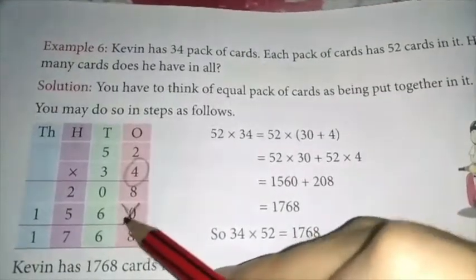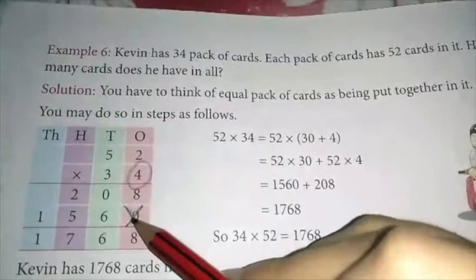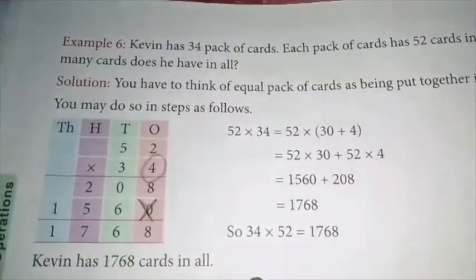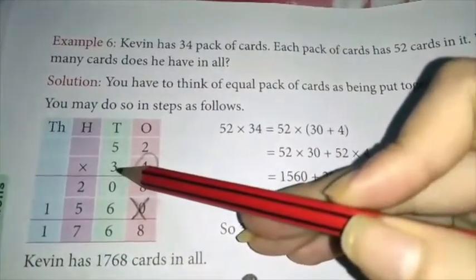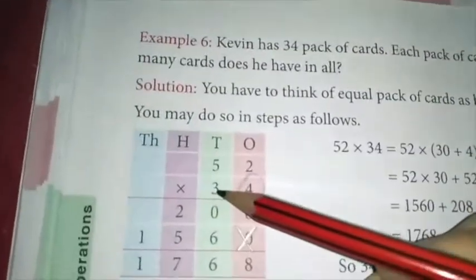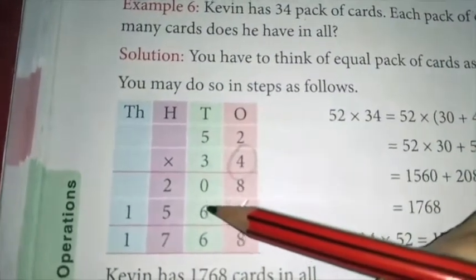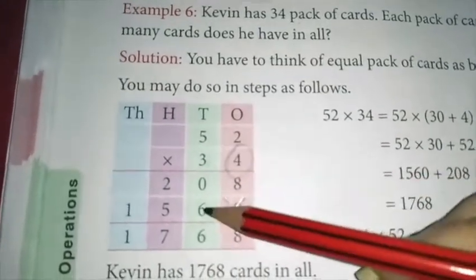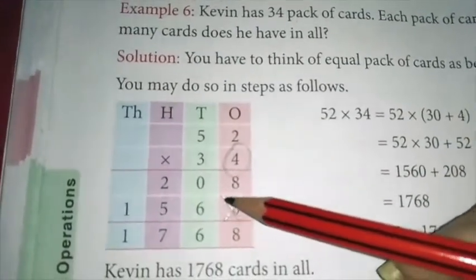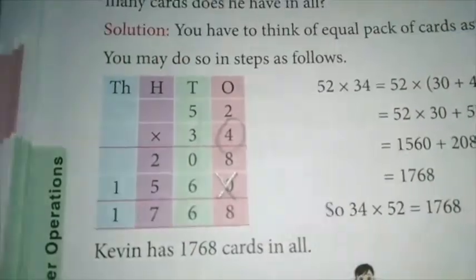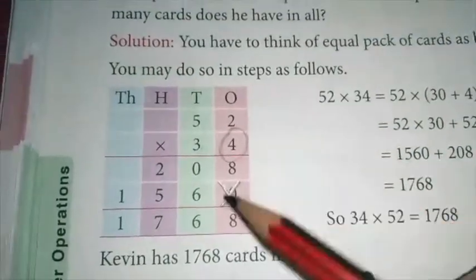Okay, now you will not start from here. You will start multiplying from the tens place because the number 3 is in the tens place. So you will start multiplying from here, from this block, not from this block. So you put a cross or either you write 0.